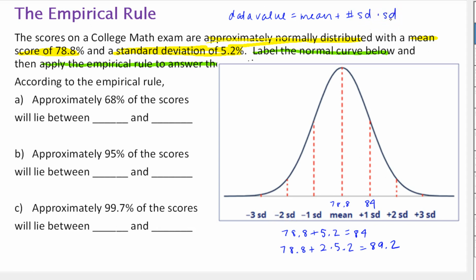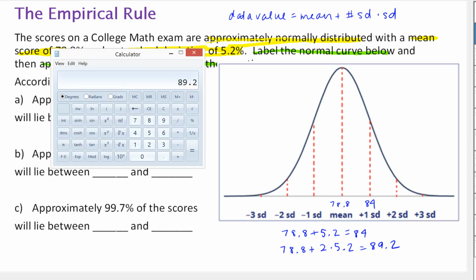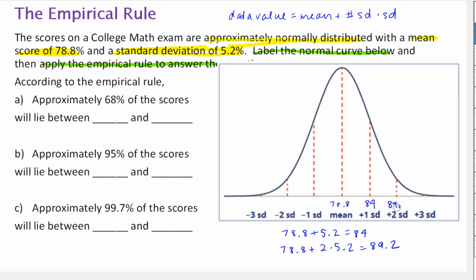I want you to notice something that makes this a little bit easier. We can always use this formula, and we'll use it in a lot of applications, but when we're creating this, if 84 is 1 standard deviation above the mean, to find 2, instead of multiplying here, we could just use repeated addition. It's another 5.2 above 84. And that corresponds to our last answer, 89.2.